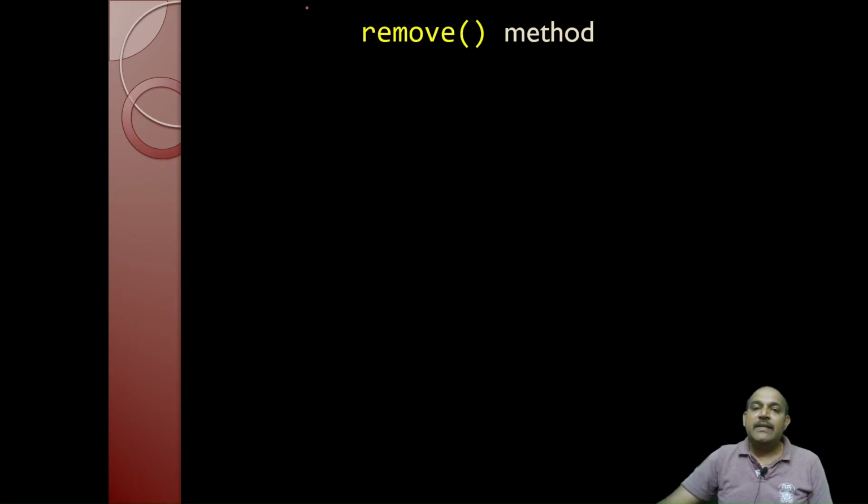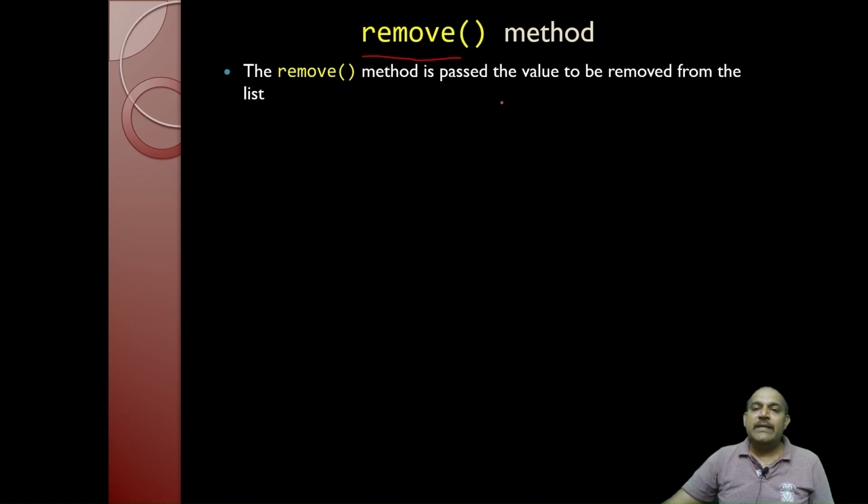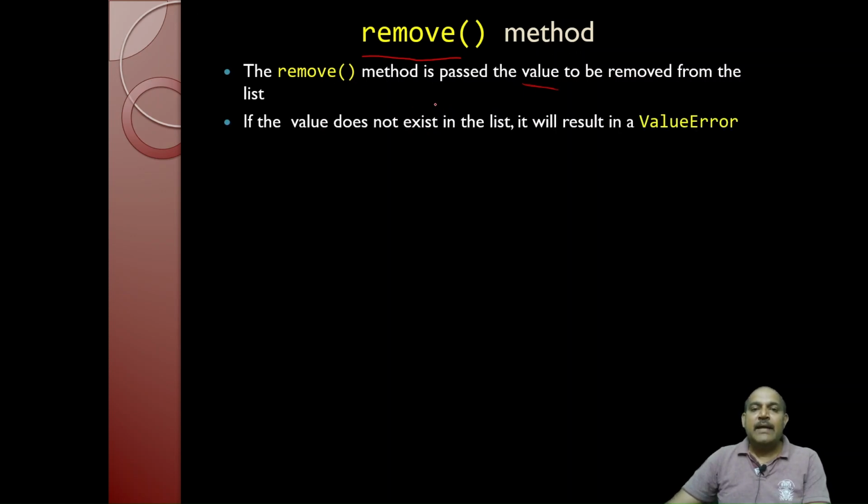The next method of the list that I discuss here is remove. Suppose I want to remove one element from the list, then I simply use the method remove. So, what does this do? Whenever you pass a value to the remove method, which is the value to be removed from the list, if the value is present in the list, definitely it is going to be removed.